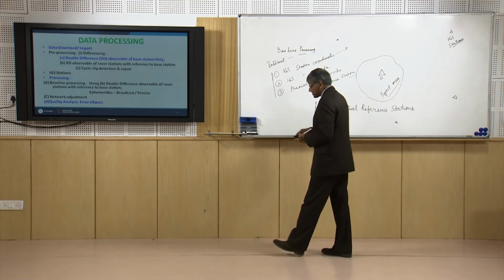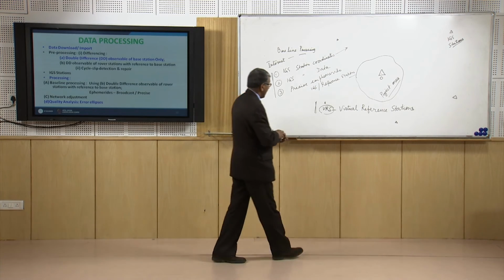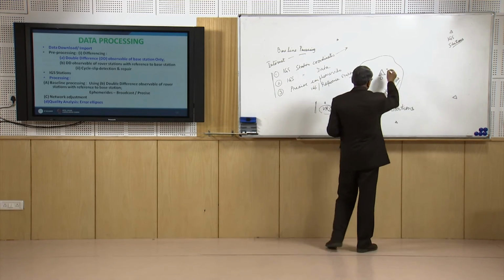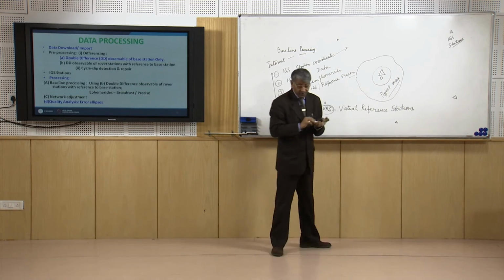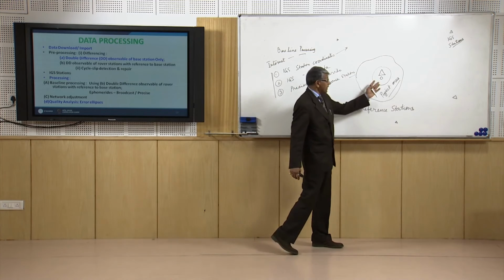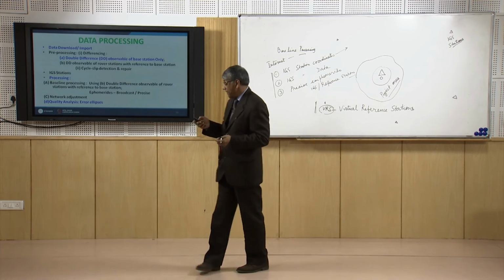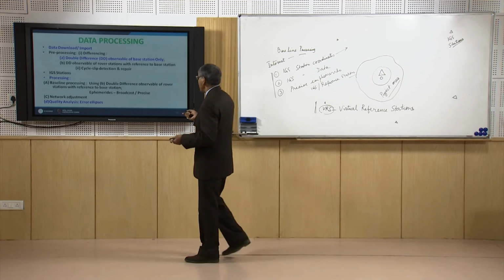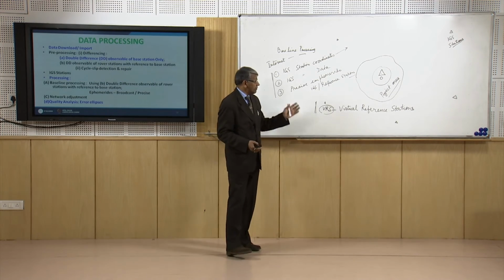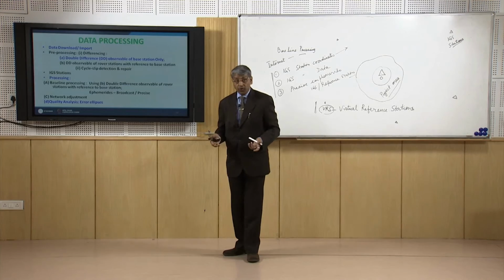After doing that, the software provides us the error ellipse around our station. The error ellipse represents the amount of error associated with any station, and we should see whether our error ellipse satisfies the requirement of our specification. So that is the way we go about establishment of control points.